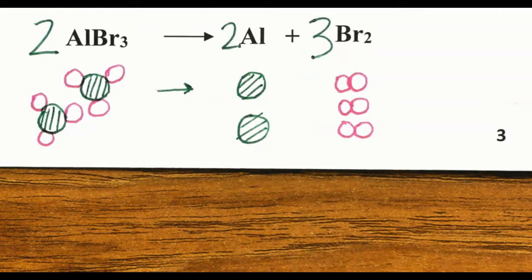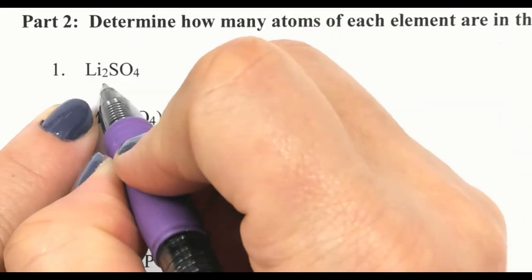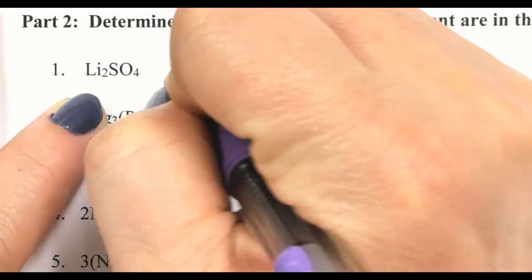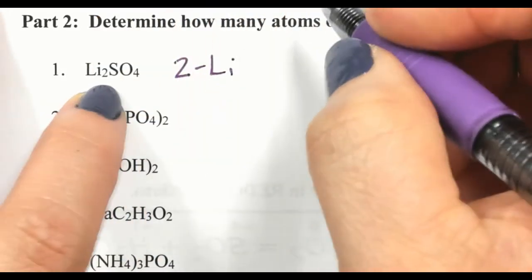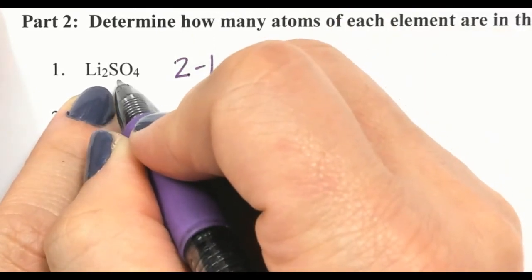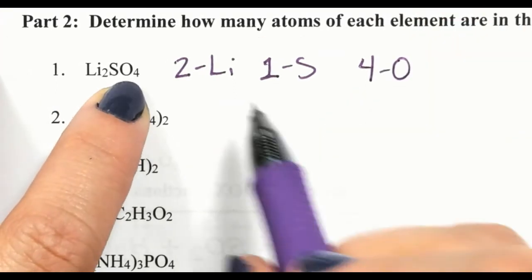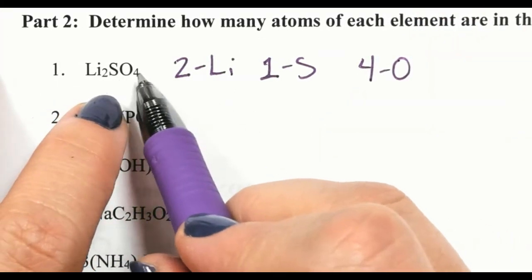2, and 3. Now please jump to page 13 and let's look at part 2 of the homework, and we're going to practice how to count the number of atoms in a compound. Subscripts tell you how many of each you have, so this compound has 2 lithiums, it has 1 sulfur, because there's a subscript of 1 understood there, and it has 4 oxygens. So we have 2 lithium, 1 sulfur, 4 oxygen.